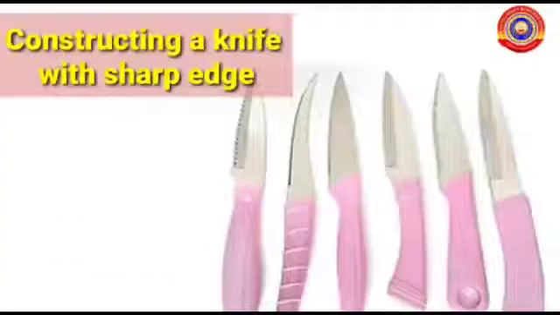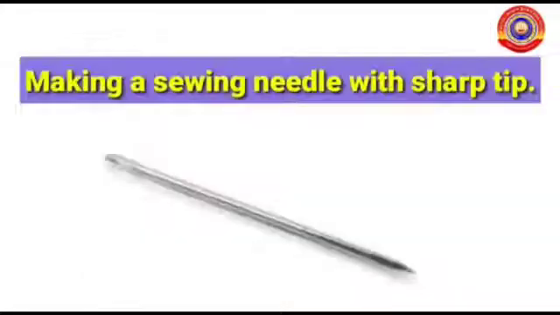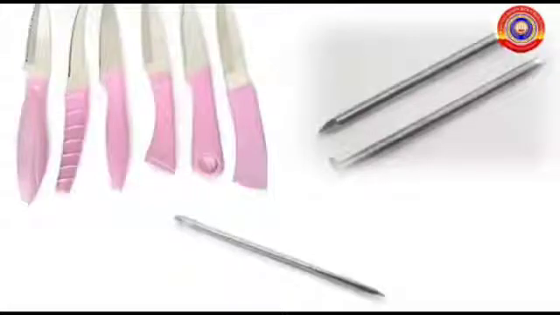Let's see some more situations. Constructing a knife with a sharp edge. Nails having fine and sharp edges. Making a sewing needle with a sharp tip. These are all situations where the area is minimized in order to increase the pressure.